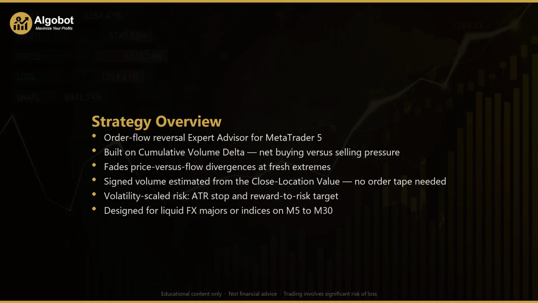The strategy then compares two things over a rolling window, where price made its extreme and where the delta made its extreme. When price pushes to a fresh high or low but the delta refuses to follow, topping or bottoming out earlier and then reversing, that mismatch is called a divergence, and it is the classic signal this approach is built to fade. Every trade is protected with volatility-scaled risk. The stop-loss is a multiple of the average true range, and the take-profit is set as a reward-to-risk multiple of that stop. Only one position runs at a time.